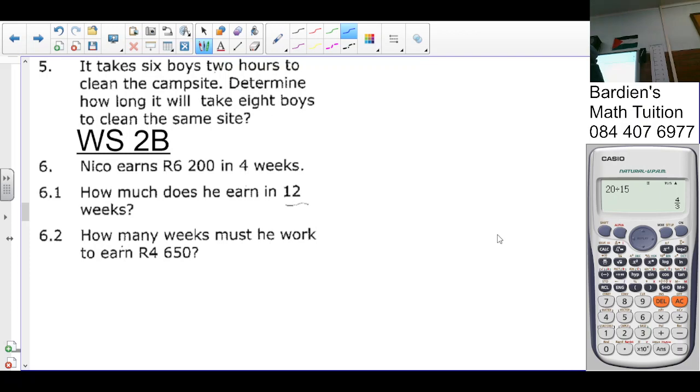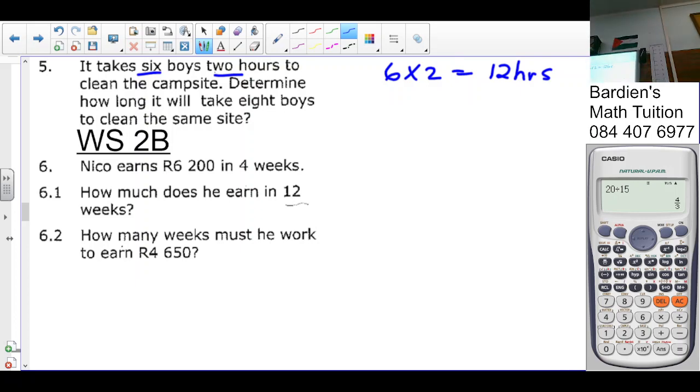We have to first work out how much time in total. How many working hours there are in total? Okay? So if it's 6 boys, takes 2 hours, each boy takes 2 hours, so it's going to be 12 hours of work required. Not so?